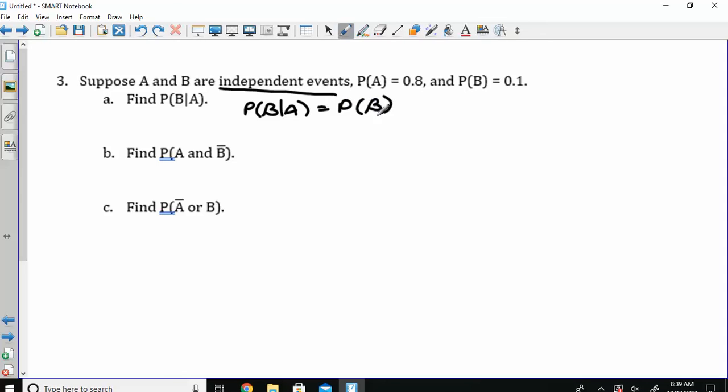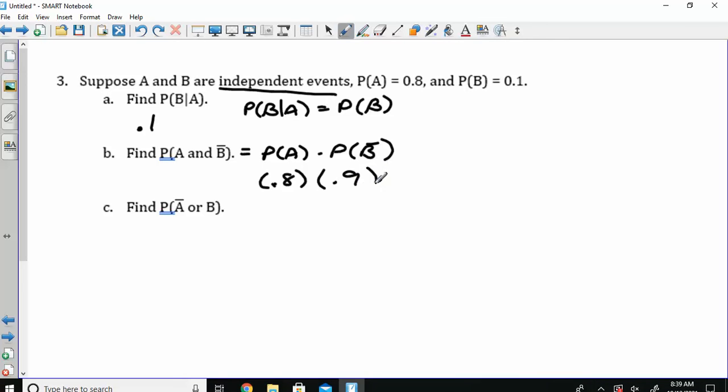Okay, so the probability of B given A. They are independent. That means the conditional probability has to be the same as the original probability, because knowing one thing doesn't change the other. So it's just 0.1. Because they're independent, the and, all you have to do is multiply your probabilities.